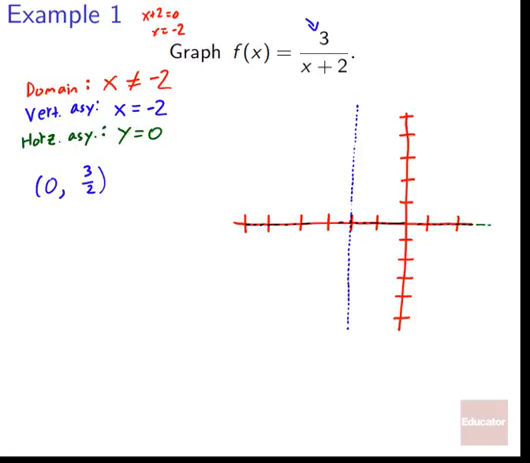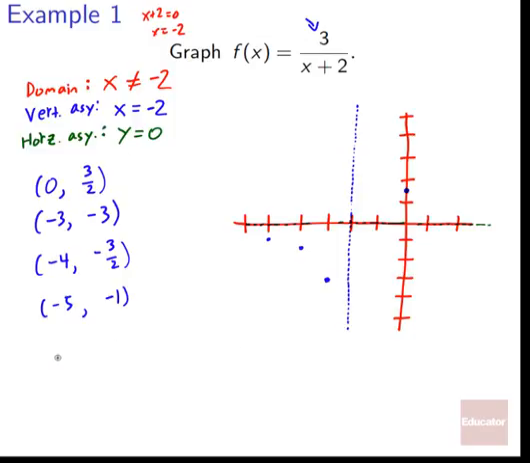All right, so how can we draw this in? We have 0, 3 halves, so we're right here. Now, we probably want some more points. That's not quite enough information, so let's try some points. Let's go just one to the left of our vertical asymptote, so let's try negative 3. We plug in negative 3, we get 3 divided by negative 3 plus 2, so negative 1, 3 over negative 1 gets us negative 3. Let's try negative 4 as well. We plug in negative 4, 3 over negative 4 plus 2, negative 2, so 3 over negative 2, or negative 3 halves. We plug in negative 5, and we'll get 3 over negative 5 plus 2, so negative 3, so we'll get negative 1. So we can plot this stuff on the left side now. At negative 3, we are at a height of negative 3. At negative 4, we're at negative 3 halves. And at negative 5, we're at negative 1.